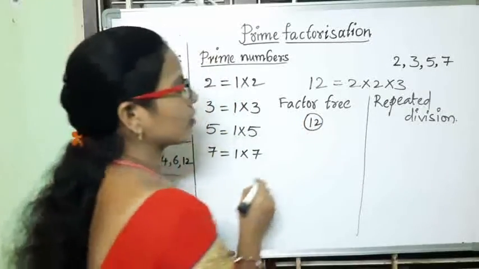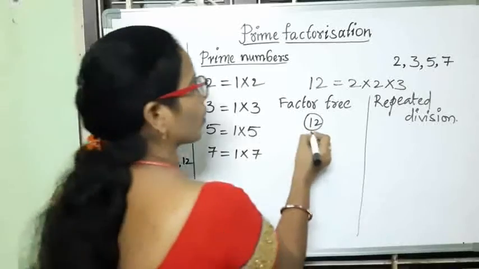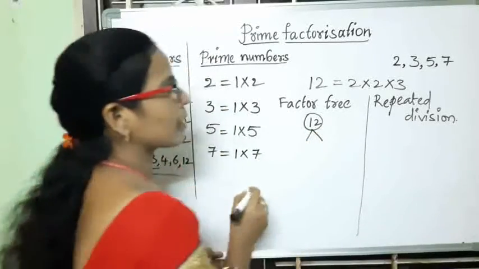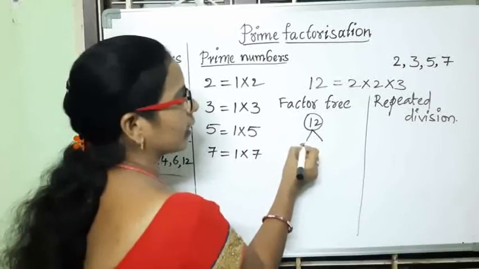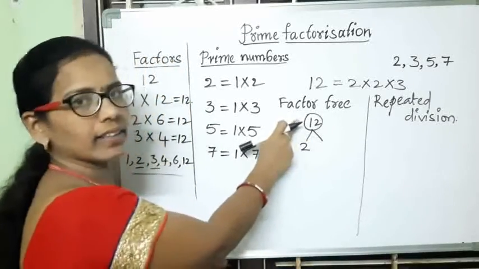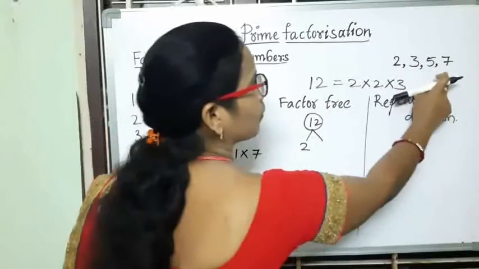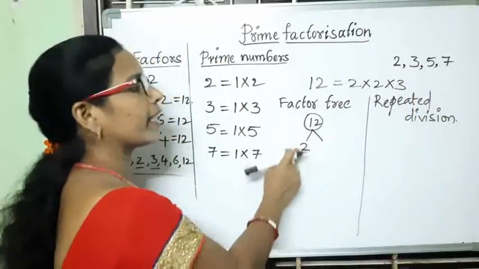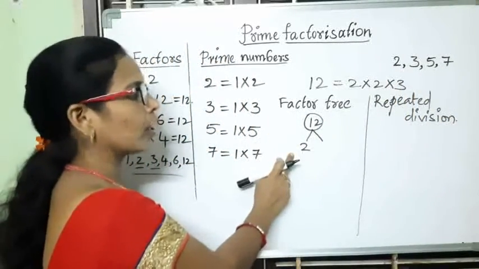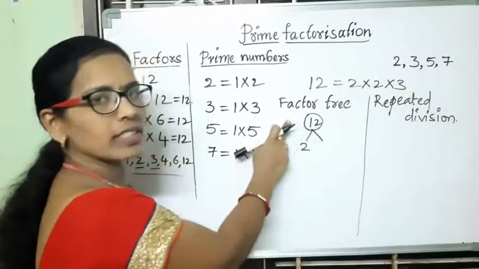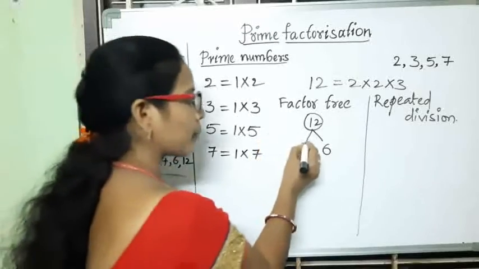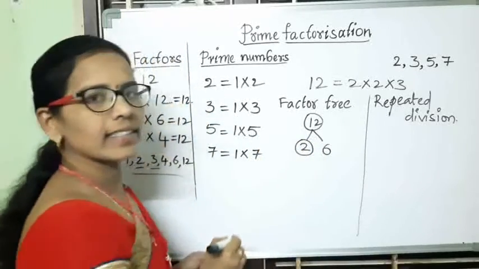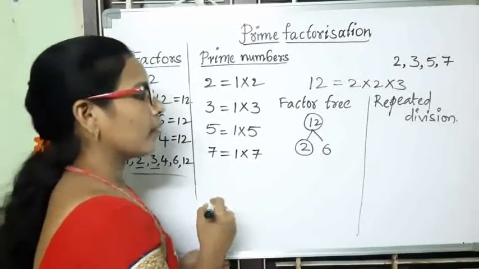Now I am going to break down 12 as the product of two numbers. For the first number, I am going to take the least prime number that can divide 12. Here 2 is the least prime that can divide 12, so I have taken 2. 2 times how much equals 12? 2 times 6 equals 12. 2 is a prime number, so we can circle it, which means we can stop there.